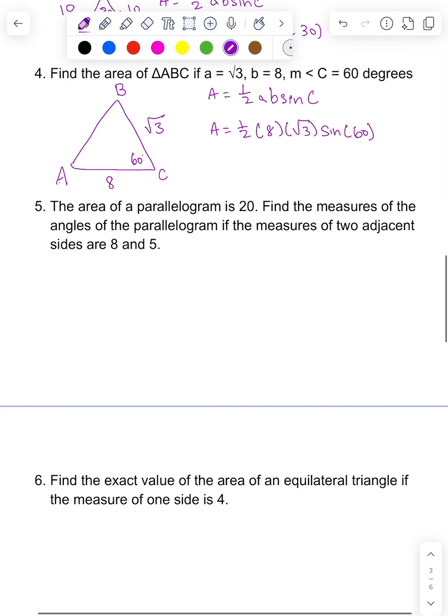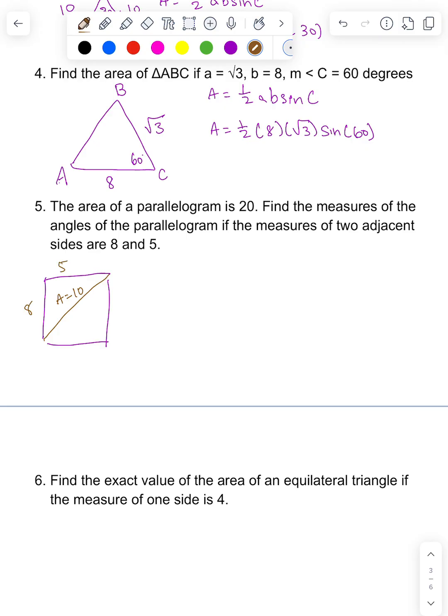In the next one, we're given that the area of a parallelogram is 20. Remember, a parallelogram can be divided into two equal triangles. If the area of the parallelogram is 20, that means that the area of each of the triangles is 10. It tells us that two adjacent sides are 8 and 5. So what we just need to do is look for the angle in between. So perfect setup.